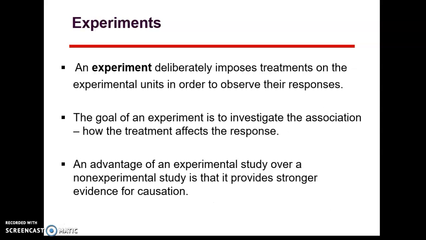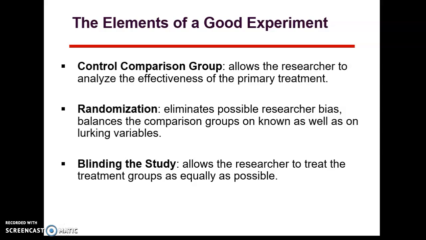That's the response variable. So we're deliberately going to impose something called treatments on the experimental units to find out what happens. And the goal of the whole thing is the association. How does the treatment affect the response? So if we do an experiment, we actually can control many things and we get better evidence for causation. We have a control comparison group. That lets us judge how effective the treatment was.